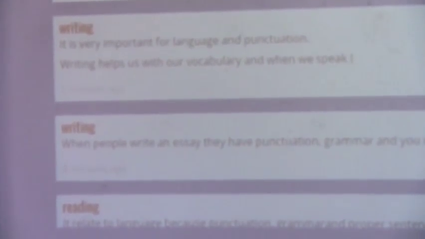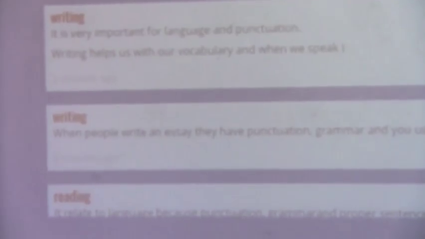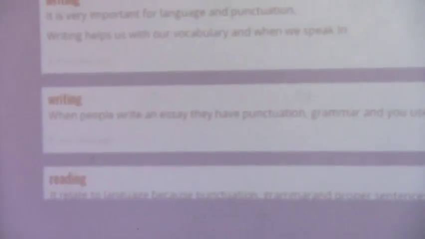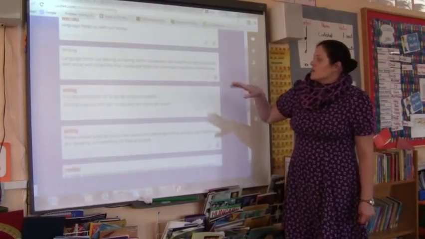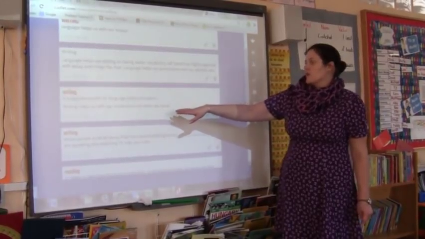Especially with essays and things like that. Language helps our punctuation and our phonics also. Very good. It is very important for language and punctuation.